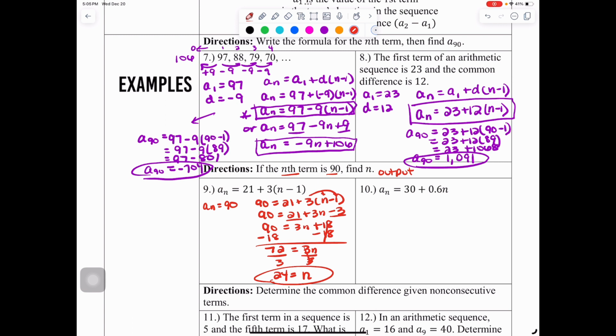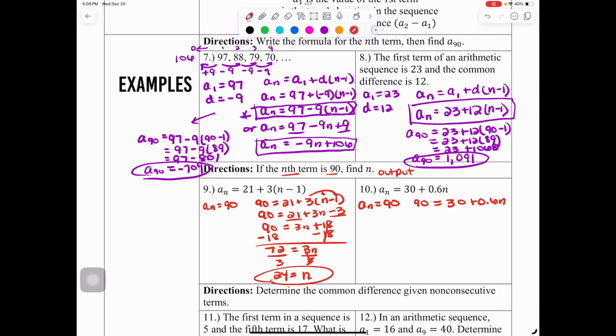Okay, let's do it again with number 10. Remember, the output, the a sub n, is 90. I want to figure out what number in the list 90 is. Okay, so where's its place in the sequence? So 90 goes in for all of a sub n, and that's equal to 30 plus 0.6n. So here you can see the formula looks more like mx plus b as opposed to number 9 where it's very much in the sequence formula format.